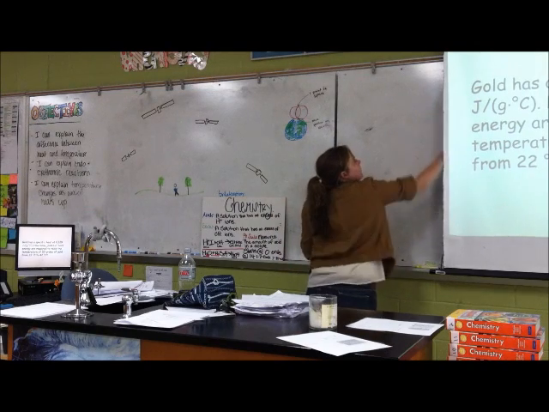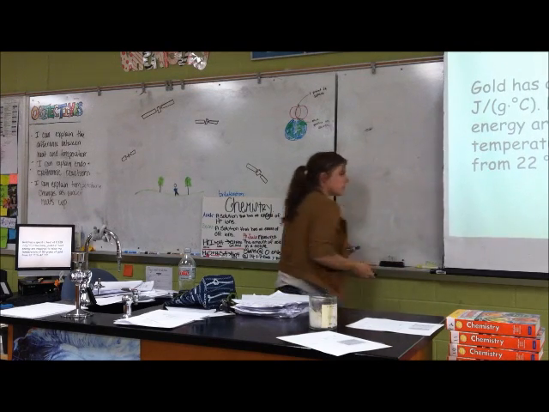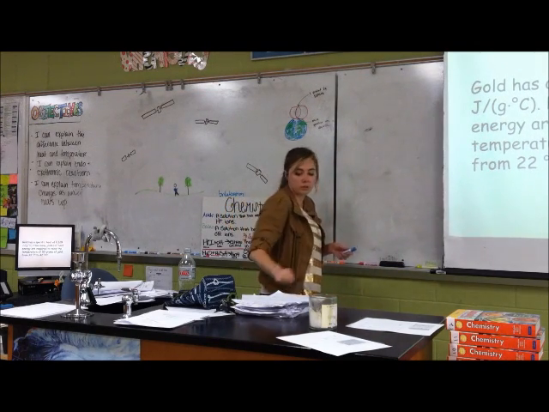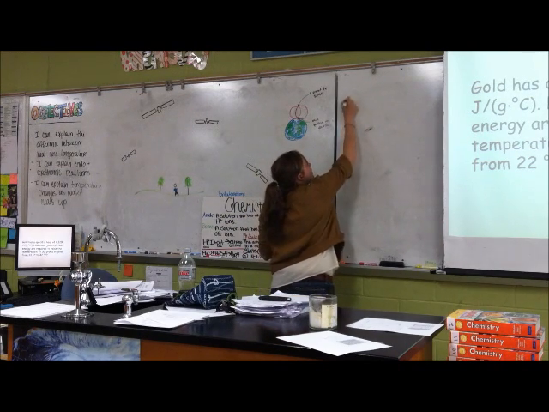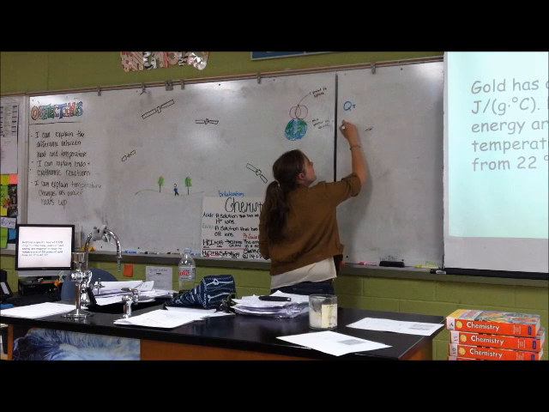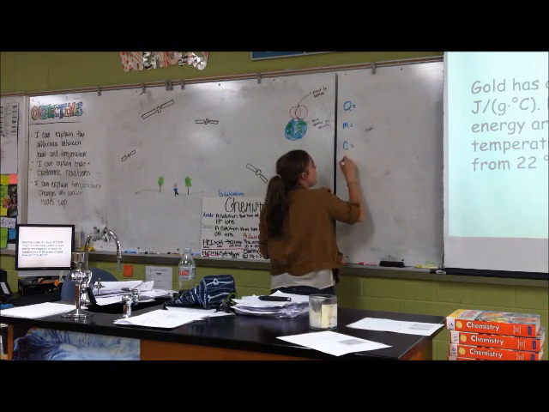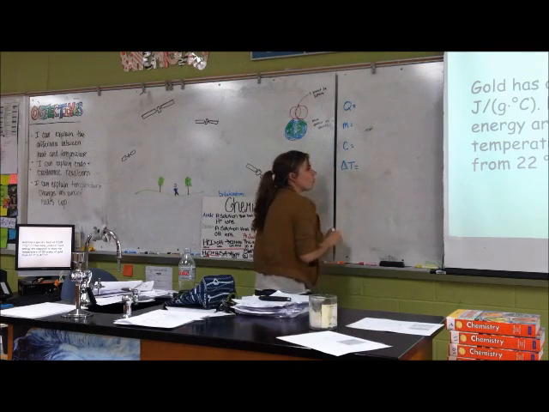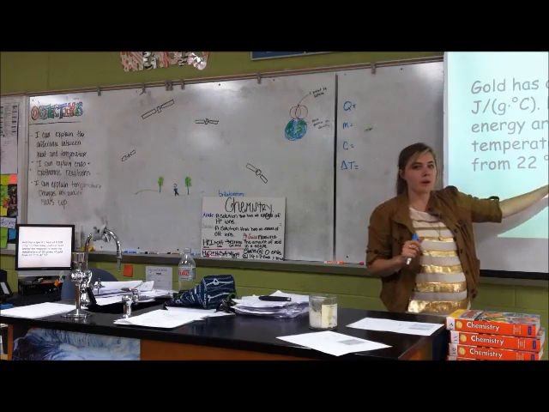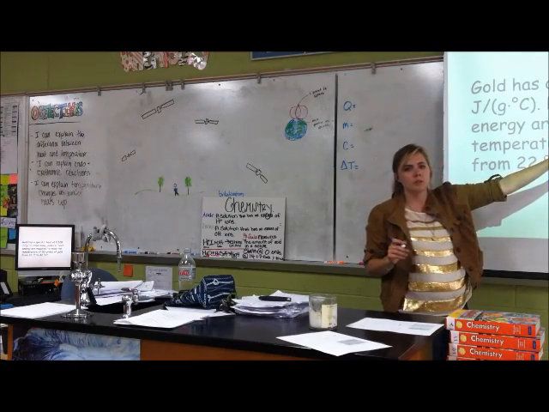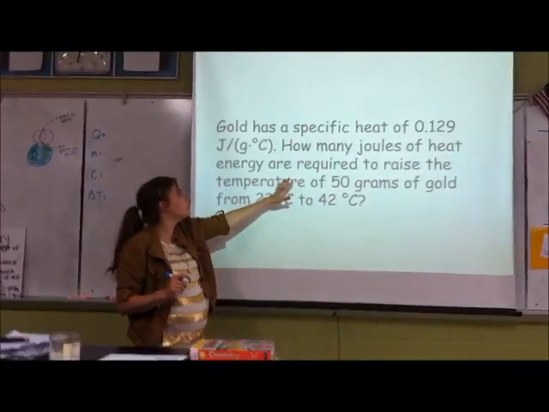Just like we've seen in previous problems, the first thing I want you to do is, off the side, write out what your variables could be. So write Q equals, M equals, C equals, and delta T equals. Then go ahead and draw this information from the problem itself. Can you still see the whole problem? Now let's go back to the problem here.